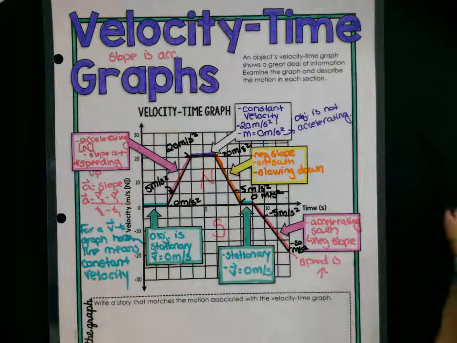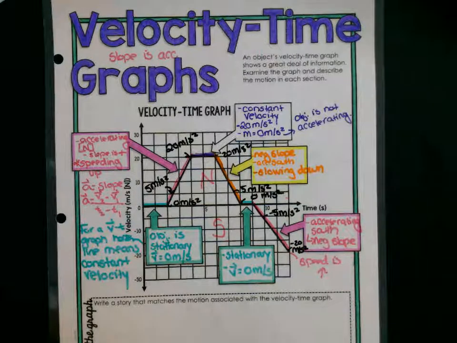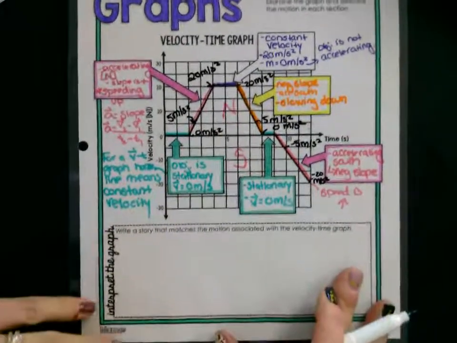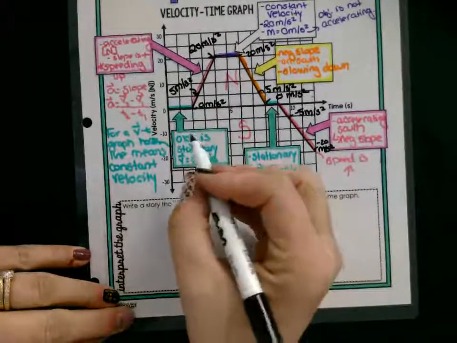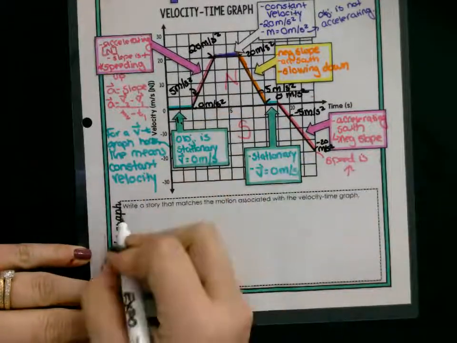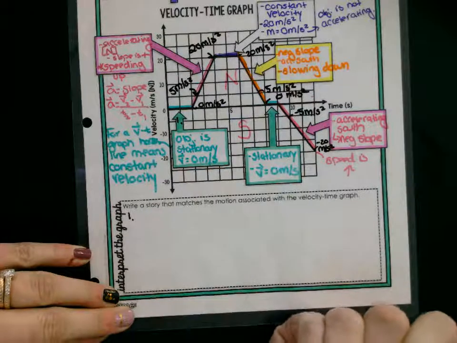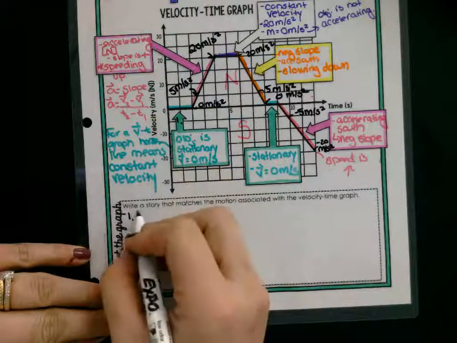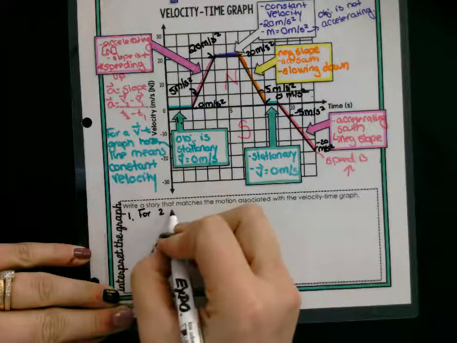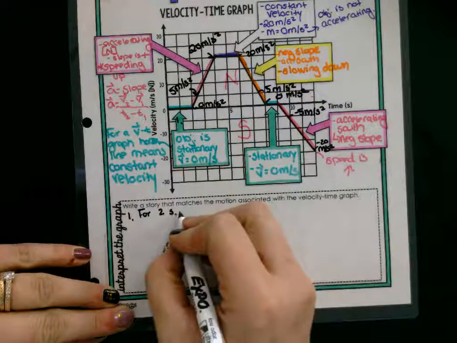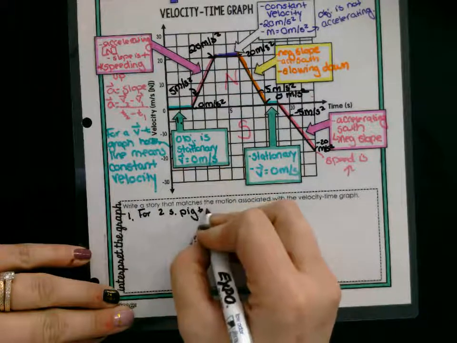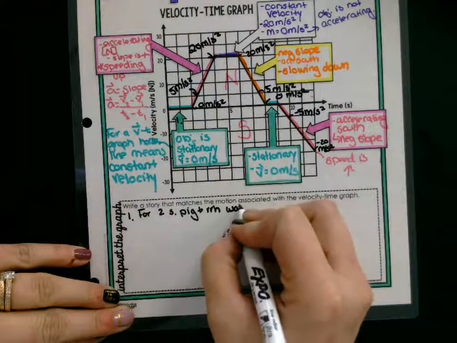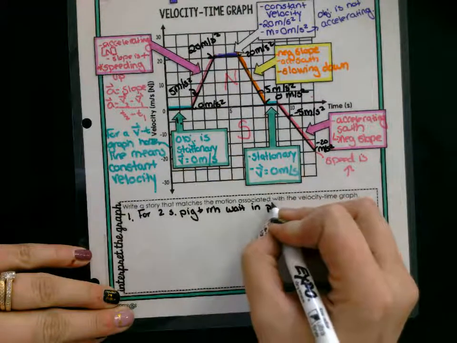All right, so I want to do the same thing as I did last time with Red Riding Hood. We're going to write a story that matches this velocity time graph. So number 1 is position 1. How many seconds do we have? 1, 2. So for 2 seconds, Pig and Red Riding Hood wait in Pig's car.